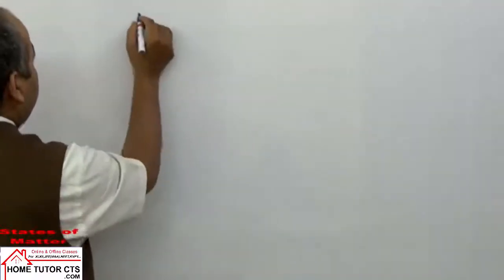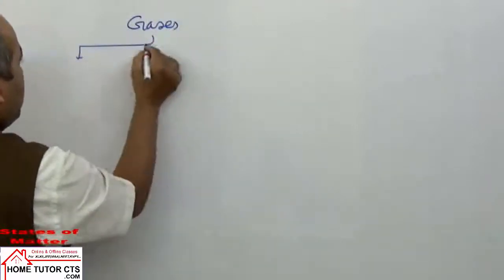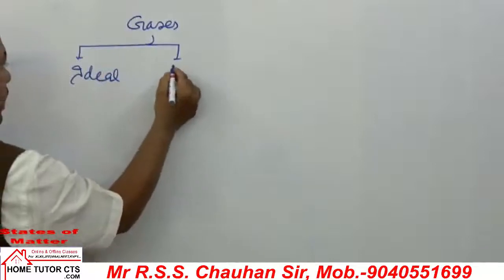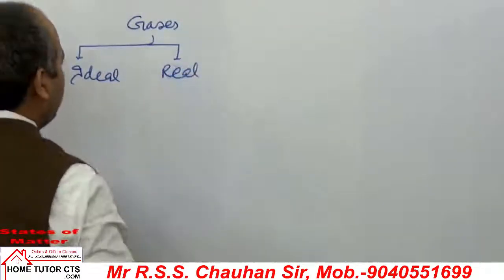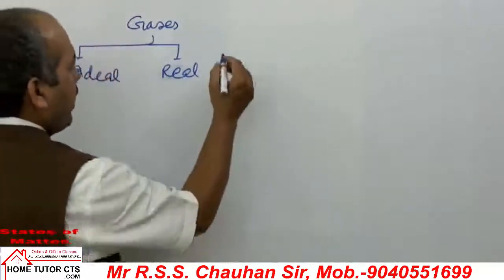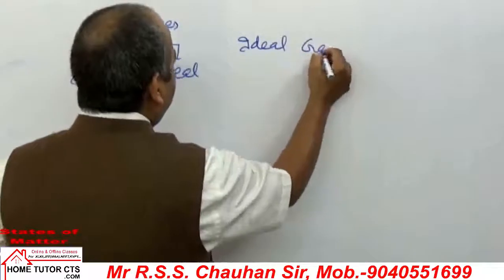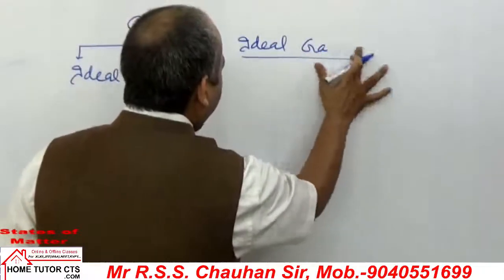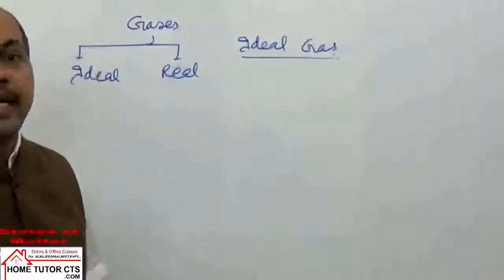One is called ideal gas, and the second is real gas. Gas can be ideal gas or real gas. What are ideal gases? Because we are studying different gas laws for ideal gas. देखिए ideal gas कुछ होता नहीं है. There is no gas which can be called a perfectly ideal gas.